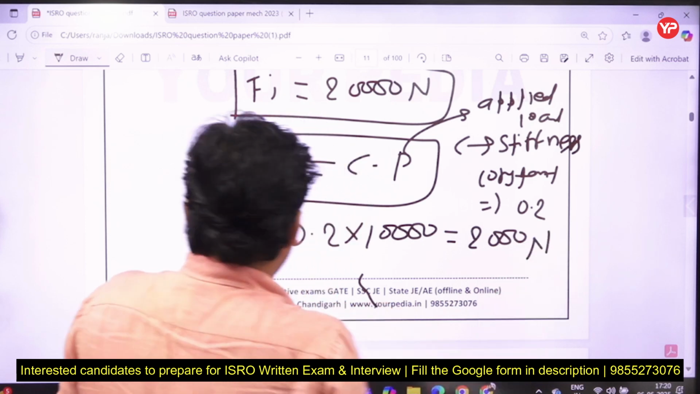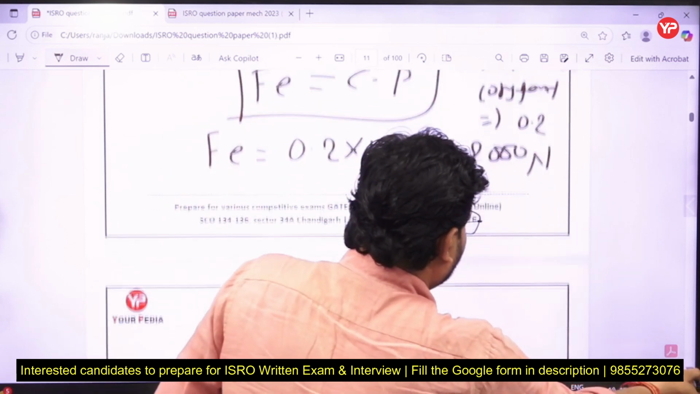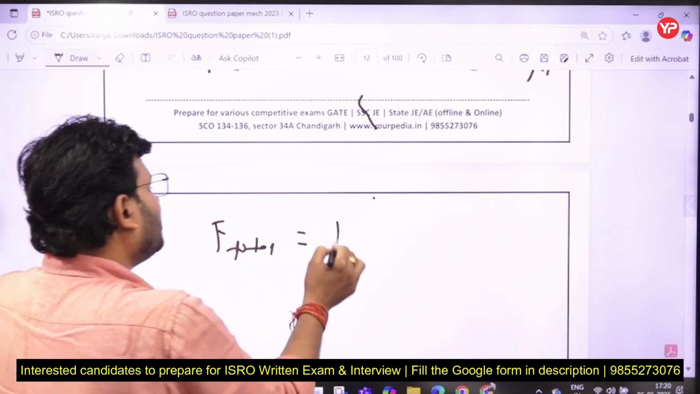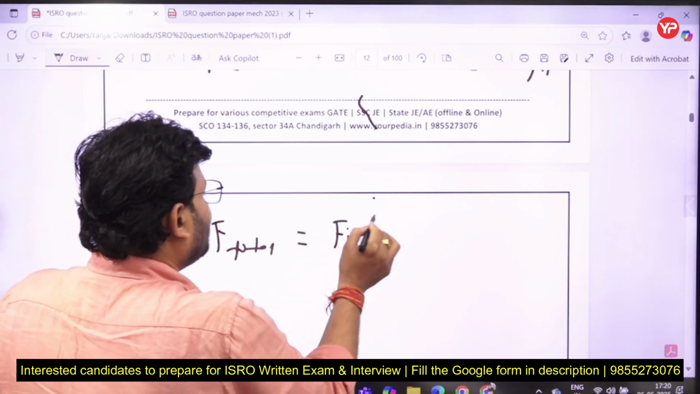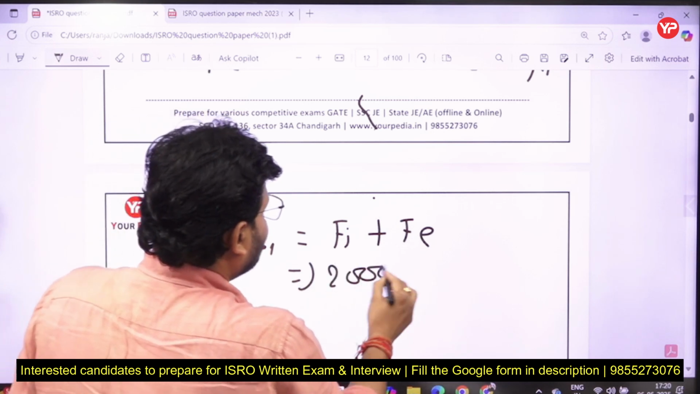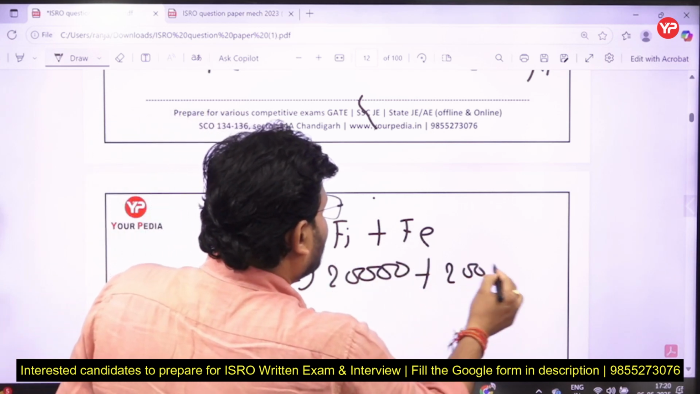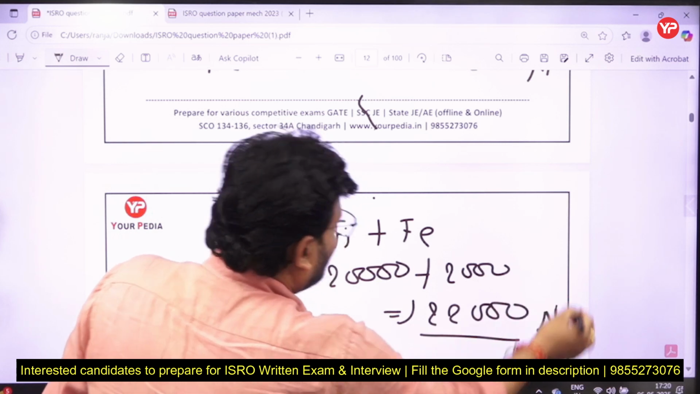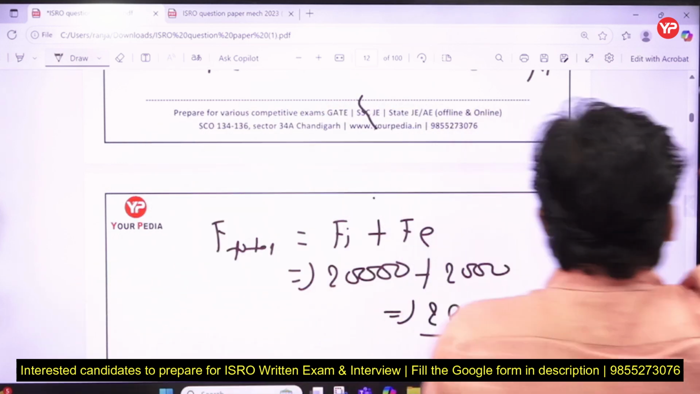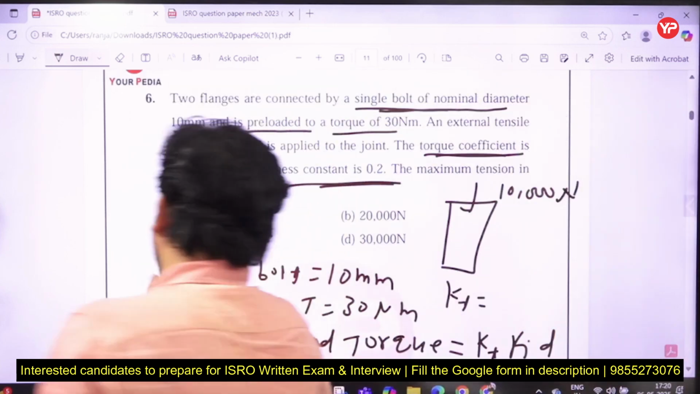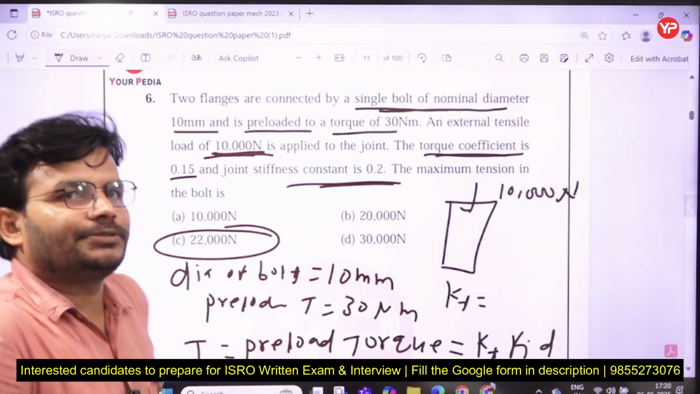So what is the total force? Total force F total is equal to F of I plus F of E. It is coming out to be 20,000 plus 2,000 is equal to how much thousand? 22,000. 22,000 is your answer. So what the answer is, my dear friends? 22,000 Newton is your answer. So C for Chennai is the right answer.